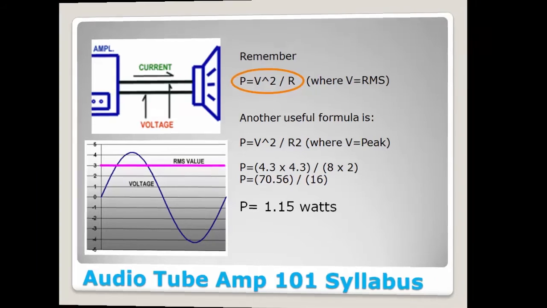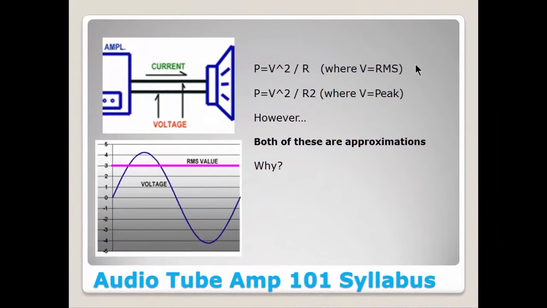Let's jump to the next one. Hopefully you're hanging at this point. I'm going to take you into some deeper territory here, so hold on tight. So I showed you two different formulas, right? V squared over R, where V is RMS, or V squared over R times 2, where V is equal to peak. This is key. However, both of these are approximations. And you may say, well, why are they approximations? Well, we've got to jump to the next slide to figure that out.